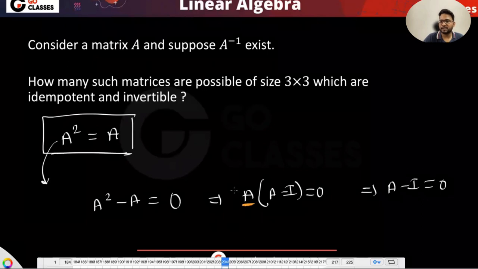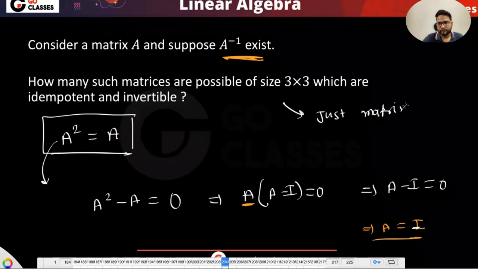If A inverse exists, then I can say A minus I equal to 0, then A equal to I. So, how many matrices are possible that are invertible and idempotent, of 3x3 or any size? Just one matrix, which is the identity. Just one matrix. There is just one solution of this equation. I was able to do this from here to here because A inverse exists.